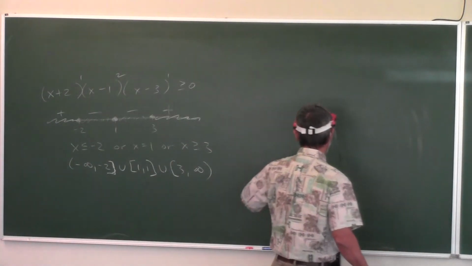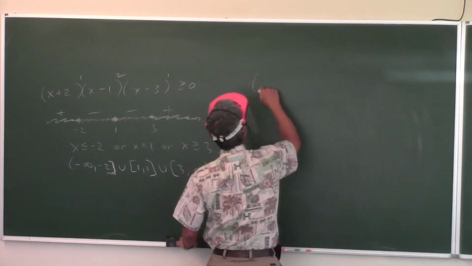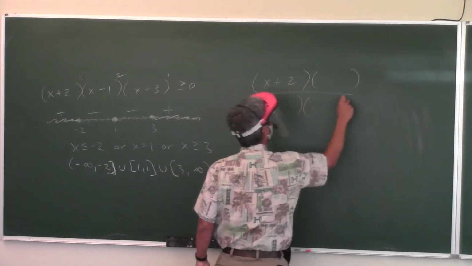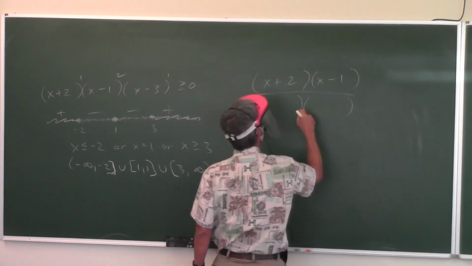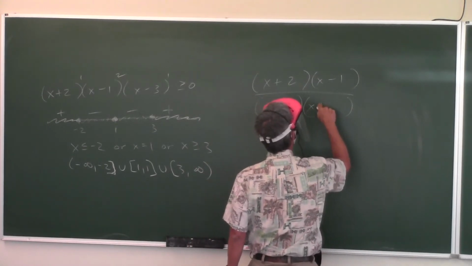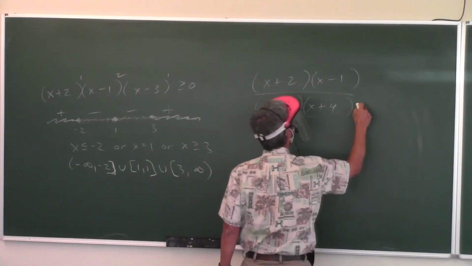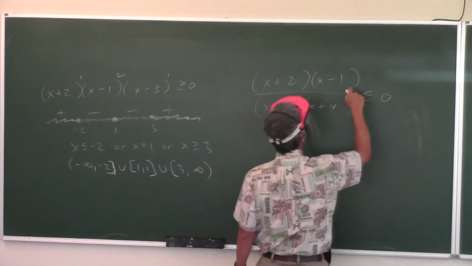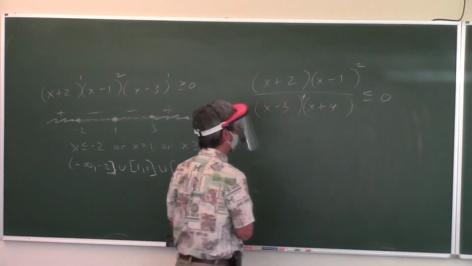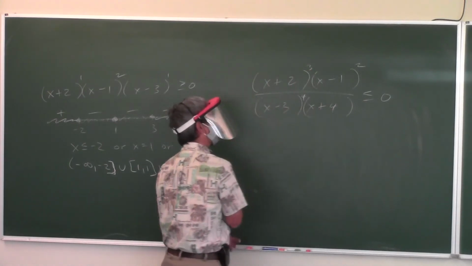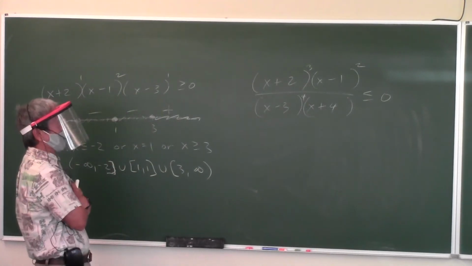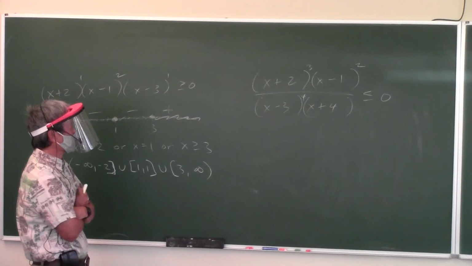Okay, let's do one with a fraction. How about (x + 2)^2 (x - 1)^2 over (x - 3)(x + 4), less than or equal to 0, and let's put an even power there, and I'll put an even power there. And what the heck, let's change it from 1 to 3. It doesn't matter how big the power is. All that matters is it's either odd or even.